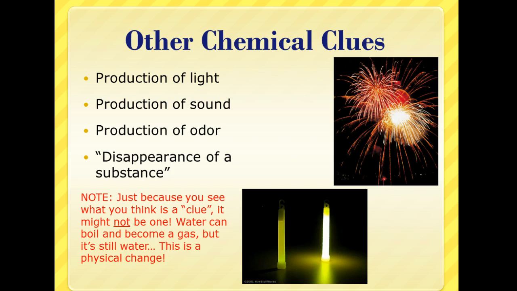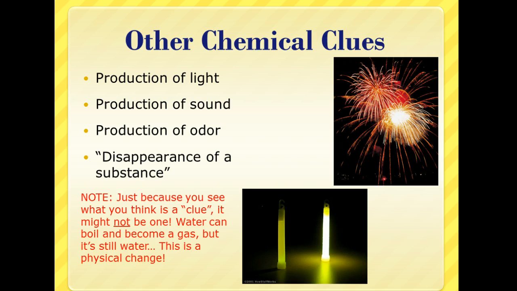Here are some other chemical clues. Production of light: something like fireworks or a glow stick will produce light on its own, and so that's a chemical clue. Production of sound: fireworks going off, sometimes you hear a popping noise. Production of an odor, like sour milk. When you let milk sit out and it goes sour, it gets a different odor.